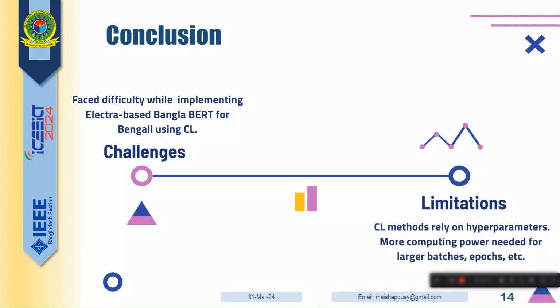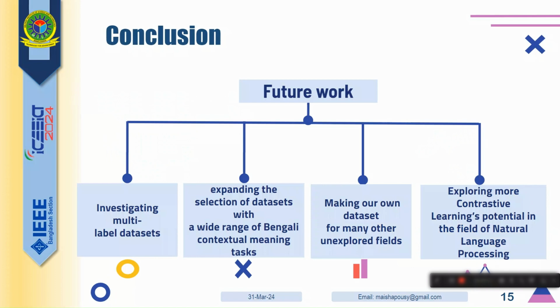Some challenges and limitations we encountered while conducting this research: we faced difficulty implementing ELECTRA-based BanglaBERT for CL, and as the performance of CL relies on hyperparameters, more computing power was needed for a larger number of batch sizes, epochs, and other hyperparameters. In the near future, we aim to investigate multi-level datasets also, and we want to expand the dataset with a wide range of Bengali textual meaning. We also aim to create our own dataset for an unexplored field, and we want to explore more of the potential of contrastive learning in this NLP field.